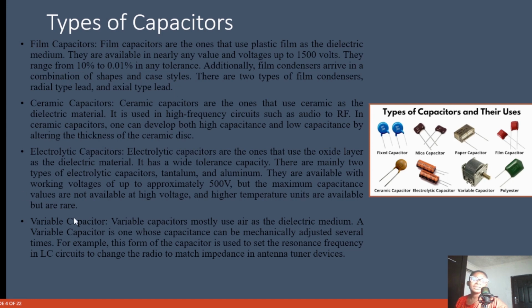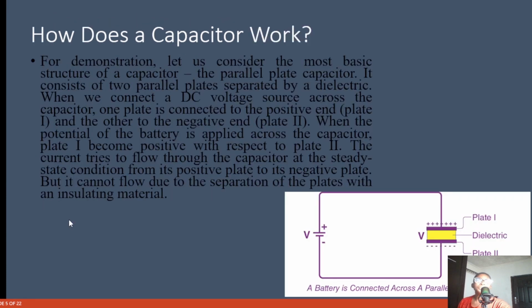And this also is another type of capacitor, the variable capacitor. Variable capacitors mostly use air as the dielectric medium. A variable capacitor is one whose capacitance can be mechanically adjusted several times. For example, this form of capacitor is used to set the resonance frequency in LC circuits, or to match the impedance in an antenna tuner device. So we can alter this type of capacitor, and that is why it's called the variable capacitor.